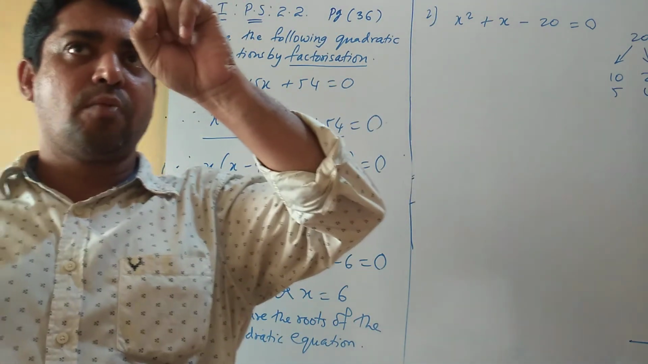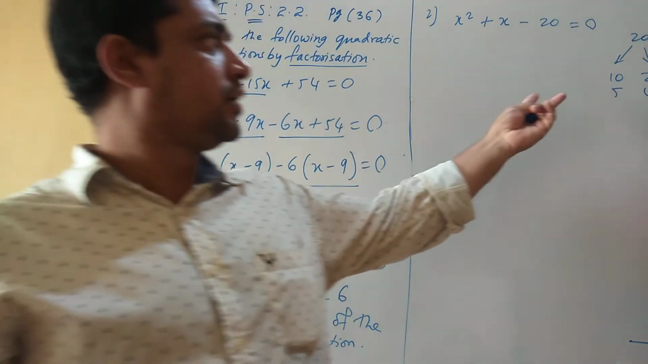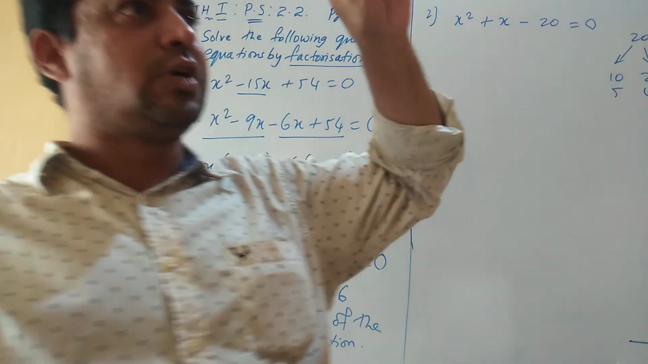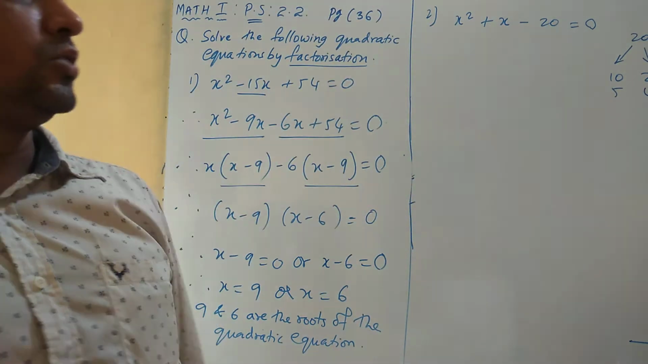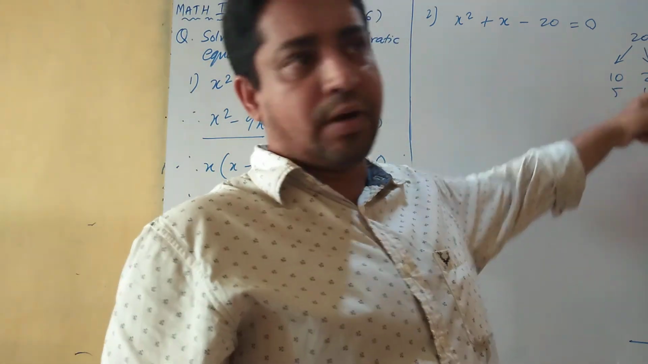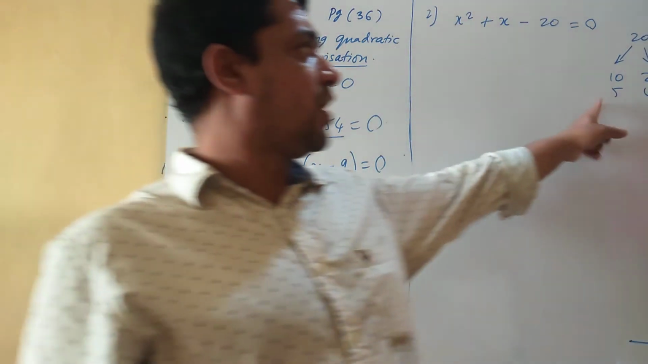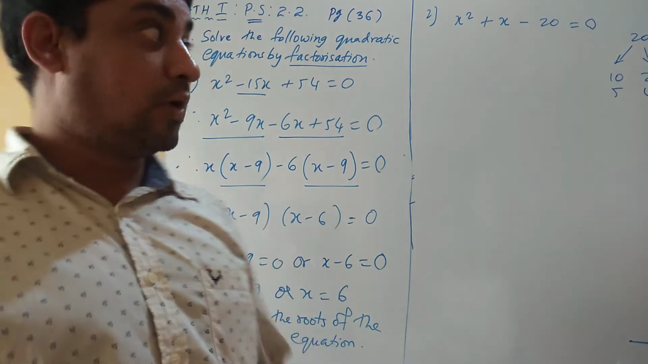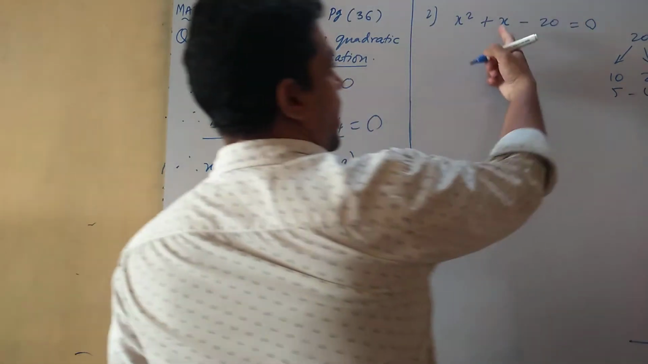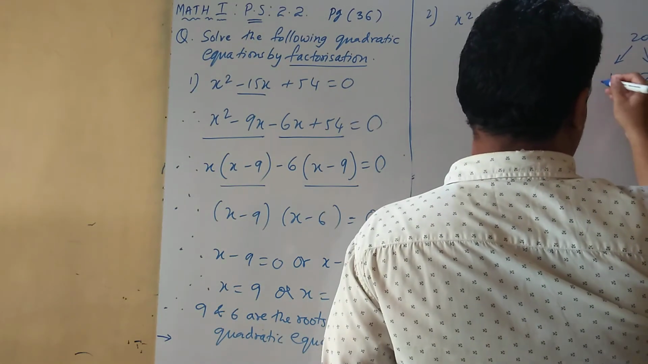That means your middle term's coefficient is 1. When I split this middle term, I should get 1 only. Here, if I add, I get 12. If I subtract, I get 8. So this is not the correct pair. Now suppose I add 5 plus 4, that's 9. But 5 minus 4 is 1. I want 1x here. So this is your correct pair.